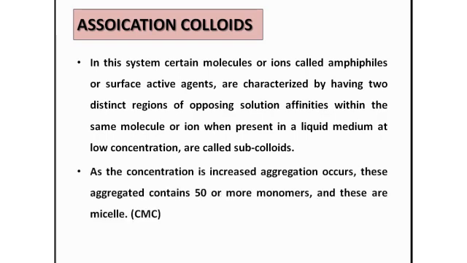As the concentration increases, aggregation between these molecules takes place, and the aggregate has around 50 amphiphile molecules associated together. So if we increase the concentration, agglomeration or accumulation occurs, and approximately 50 molecules get aggregated. This concentration is known as the CMC, the critical micelle concentration, the minimum concentration of amphiphiles we need to give to form micelles.